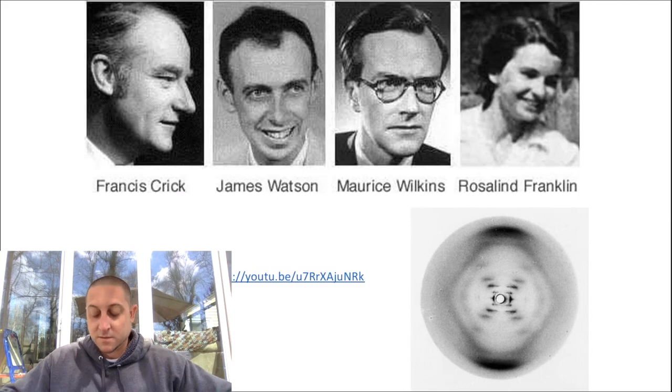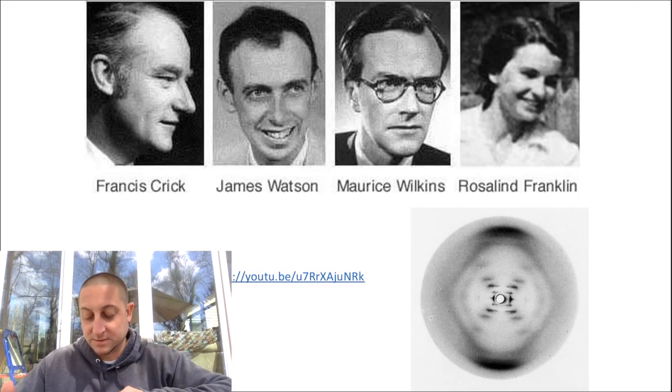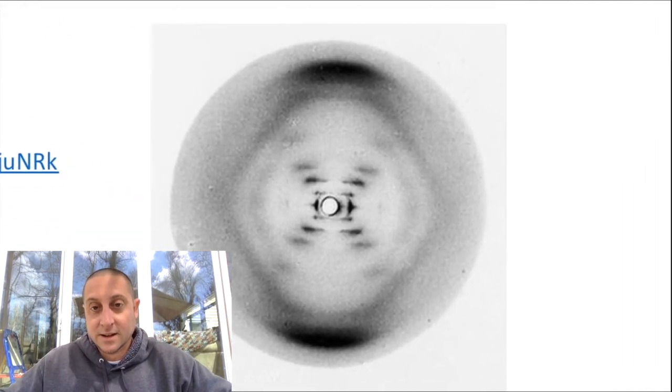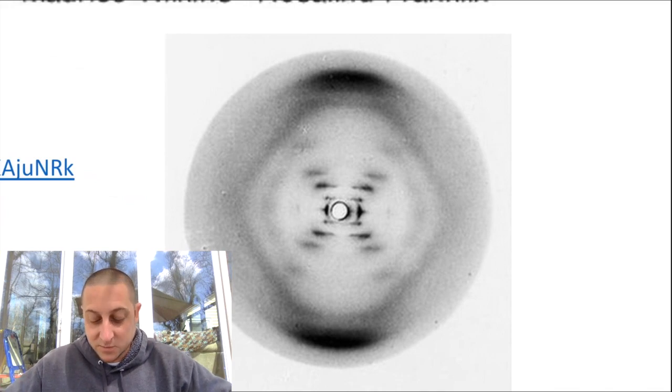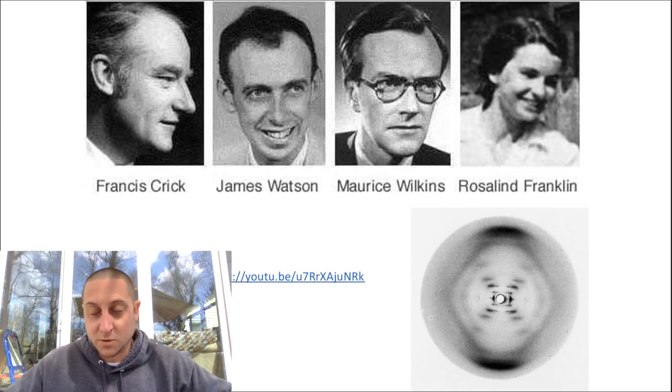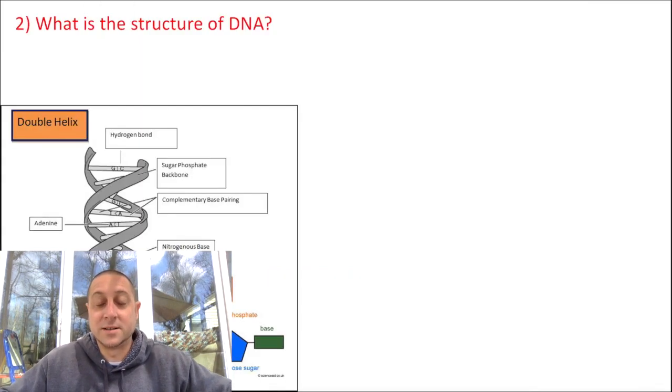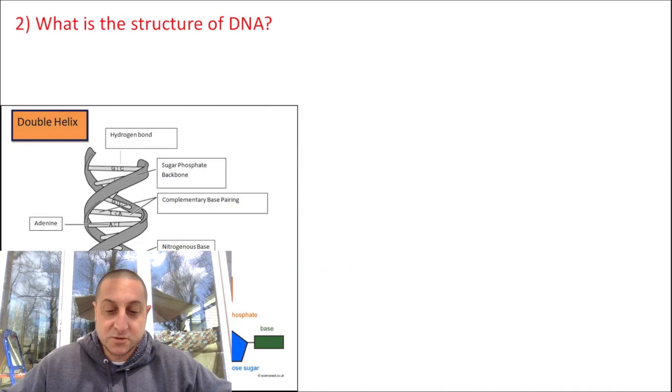There she is. Rosalind Franklin. She took this picture, and that picture is what led Watson and Crick to their discovery. Had Rosalind Franklin been alive, I'm guaranteeing she would have figured it out. Unfortunately, she passed away. And then she did not get credit because they don't give the Nobel Prize posthumously, meaning after death.